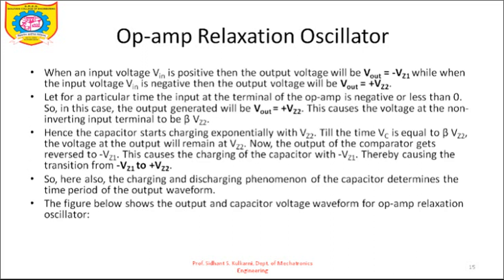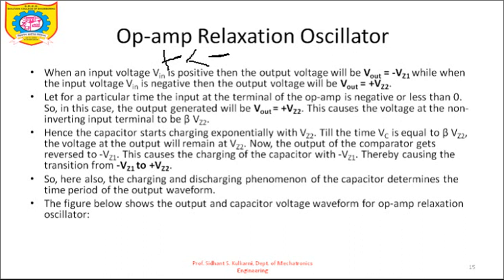So in this case, now try and understand, when the input voltage V in is positive, that means there is more voltage at the non-inverting input terminal and less voltage at the inverting input terminal. Therefore your output voltage will be minus VZ1. Why minus VZ1? As I told you, VZ2 will be forward biased and VZ1 is reverse biased. So V out is equal to minus VZ1, while when the input voltage V in is negative, then the output voltage will be V out equal to VZ2.